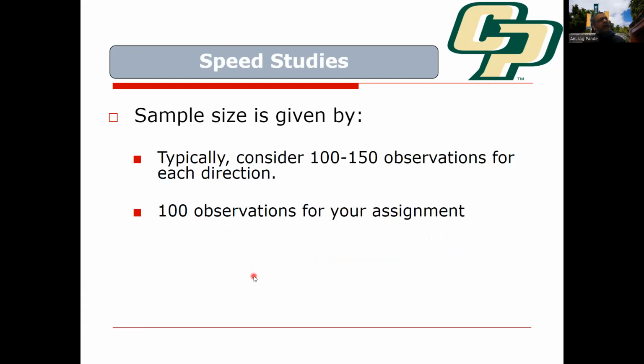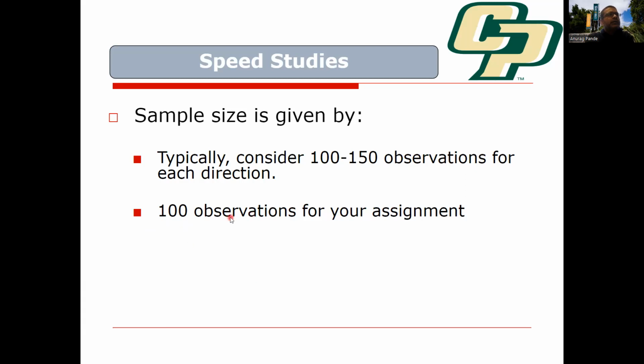Typically, we consider 100 to 150 observations based on what we know about how traffic moves on certain city streets, and the standard deviation that we have historically observed on those roadways. 100 to 150 data points should be sufficient. I think I've provided you 100 observations for different locations within the city of San Luis Obispo. They're all close to Cal Poly campus in the data that I'm going to provide you.